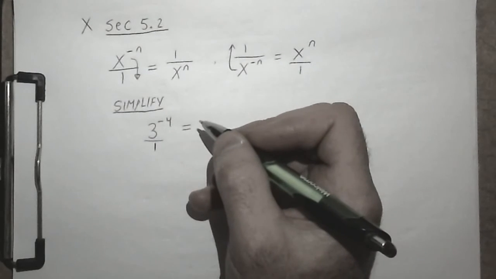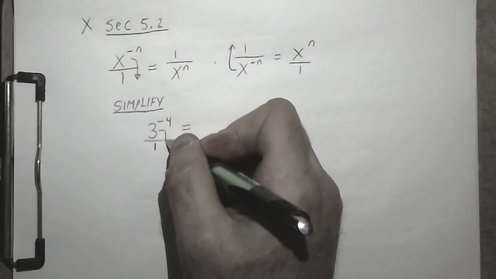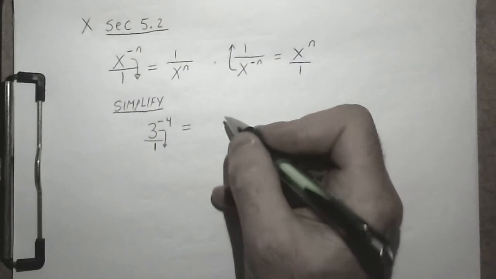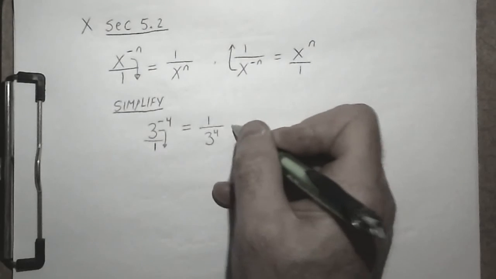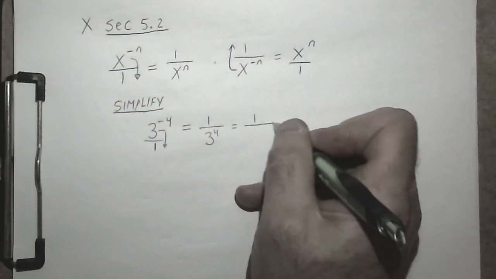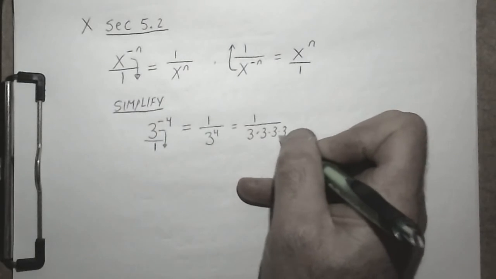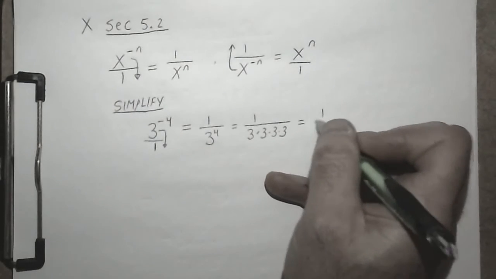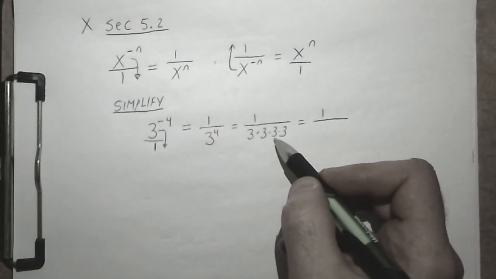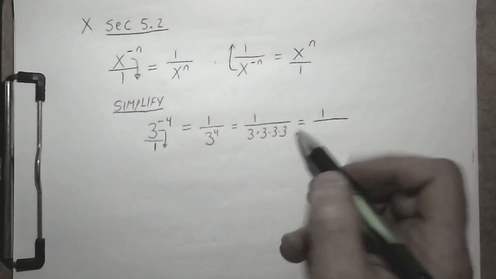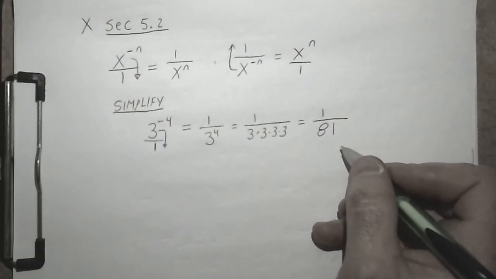And to do away with the negative sign on the exponent, we're going to have to think reciprocal. So this base 3 is going to have to be flipped or reciprocated down into the denominator, in which case this is going to be equivalent to 1 over 3 to the positive 4th power. So that is saying 1 over 3 times 3 times 3 times 3, and that gives us 1 over, now 3 times 3 is 9, 9 times 3 is 27, and 27 times 3 is 81. So 3 to the negative 4th power is really equivalent to 1 over 81.